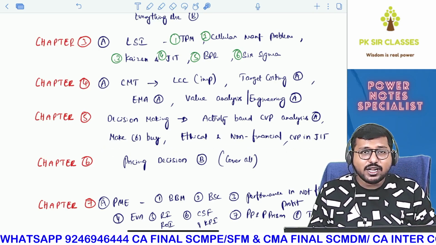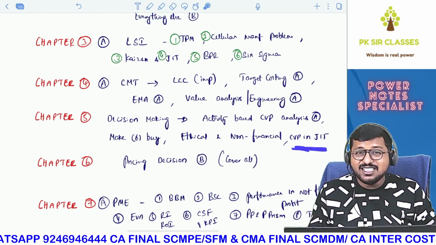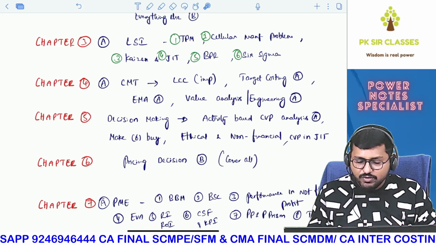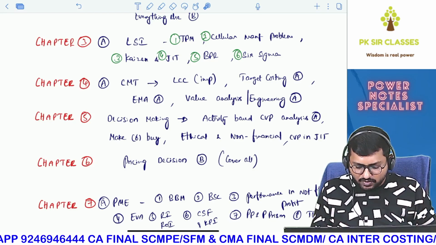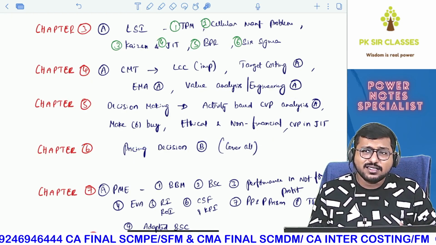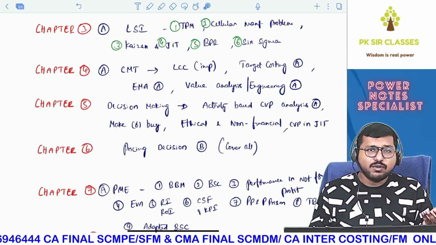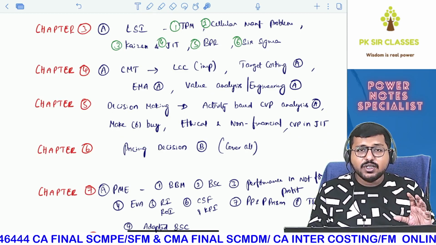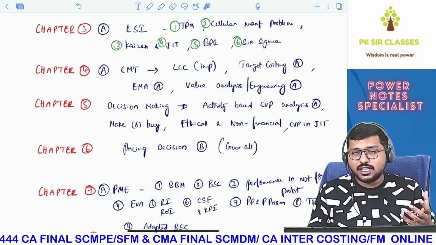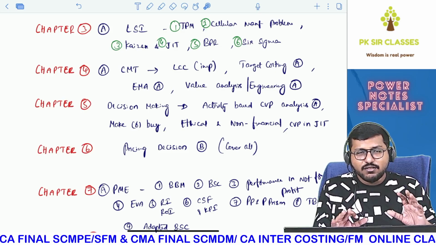Ethical and non-financial aspects also can be one area where even a case study can be asked. And of course CVP in JIT, that is also important. Okay, which means JIT plus decision making chapter, right? The rest of the concepts in decision making you can skip, or you can just give them a glance view. Okay, that's fine, because we always have to be on the safer side, right? If time really is a big criterion for you, then you can skip. Otherwise, just give it a glance view. Just watch it once, review it once, and then leave it.